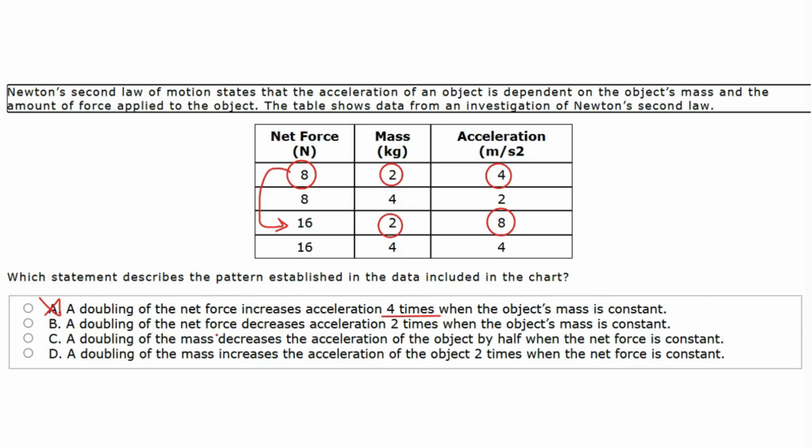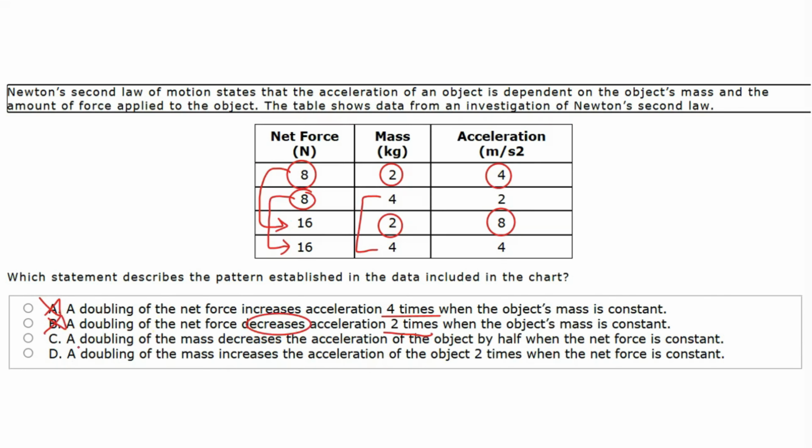A doubling of the net force decreases the acceleration 2 times. But we can see that it's not a decrease here. The same thing you can see in the second one. This is also doubling the force, and the mass is also constant. You can see it is not decreased, it is always increasing by 2 times. But here it shows that it is decreasing. So this is also not going to be the answer.